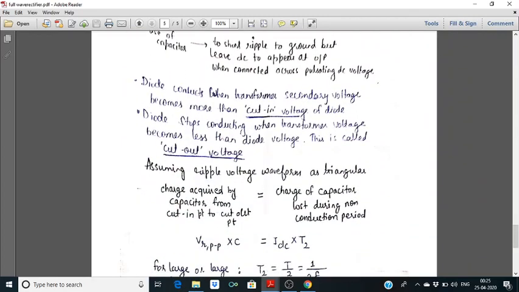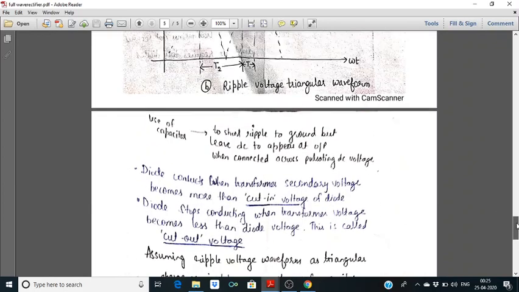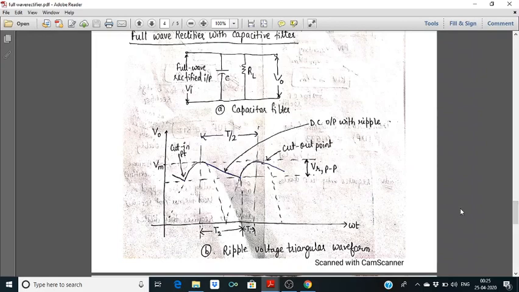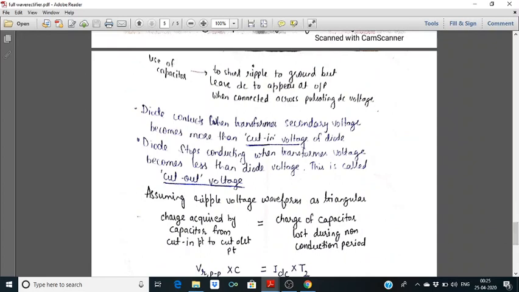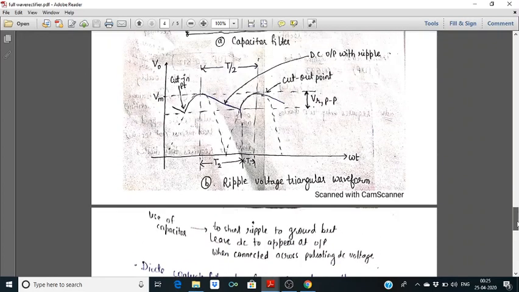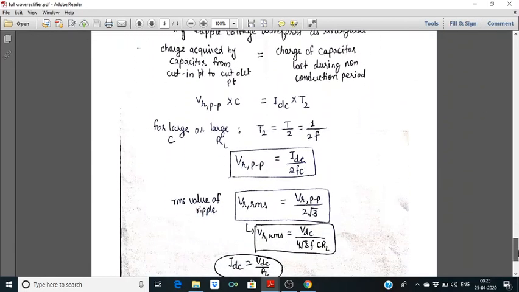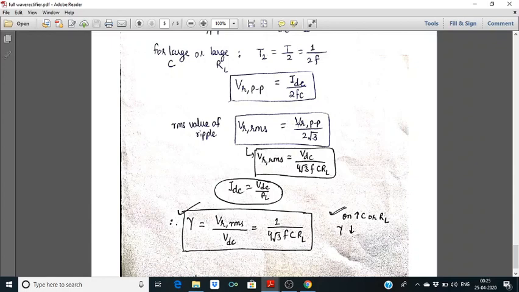through this condition. The charge required by the capacitor from the cut-out point, VRPP into C, equals the charge of the capacitor lost during the non-conduction period. Non-conduction period is T2, so it is IDC into T2. So this VRPP we can calculate through this, and the RMS value of the ripple can be calculated by VRPP divided by 2 under root 3. We are assuming that the ripple waveform is in the form of a triangular wave.